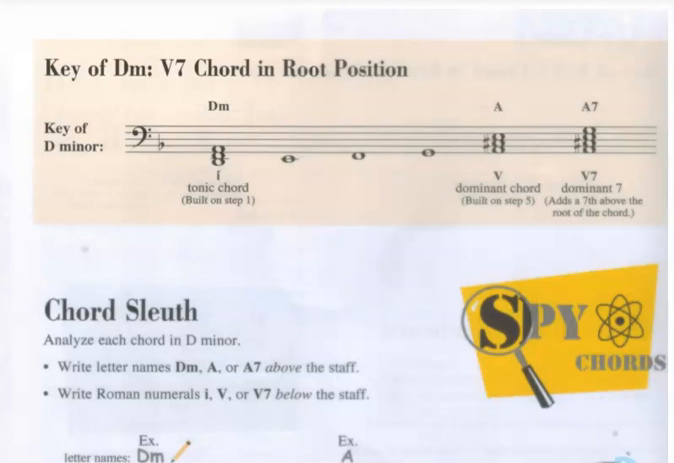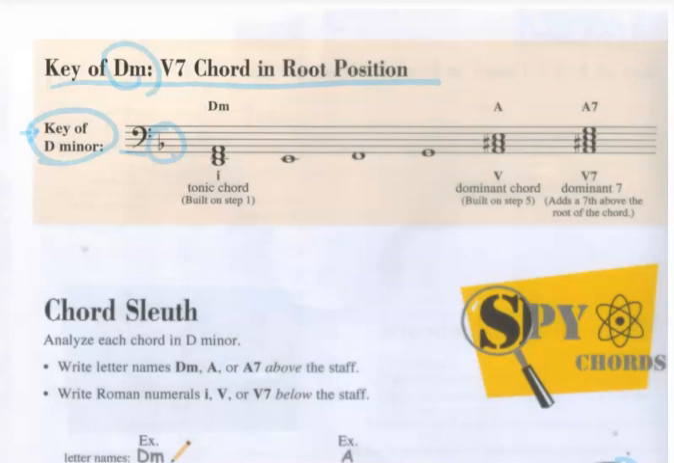Today we are going to talk about key of D minor, 5/7 chord in root position. So key of D minor is written here. This is actually a D minor 5-finger scale with the 1 and 5 chords. This is in bass clef, and as you may know, D minor has one flat, just like F major, because F major and D minor, they are relative keys. D minor is relative minor of F major.